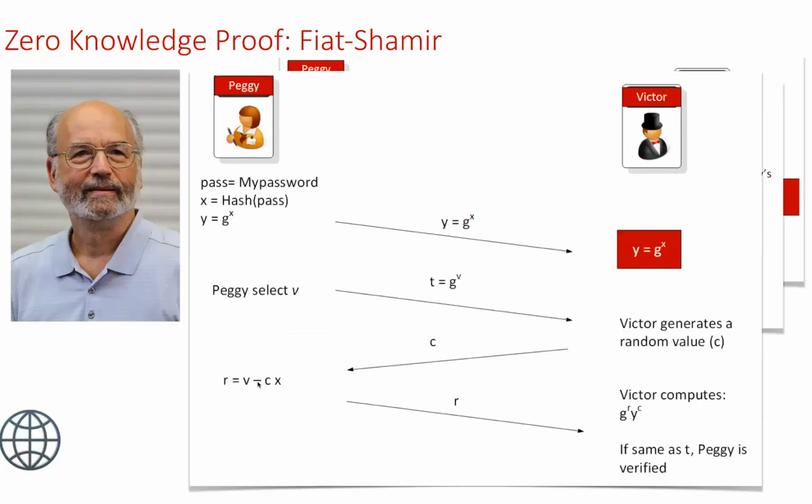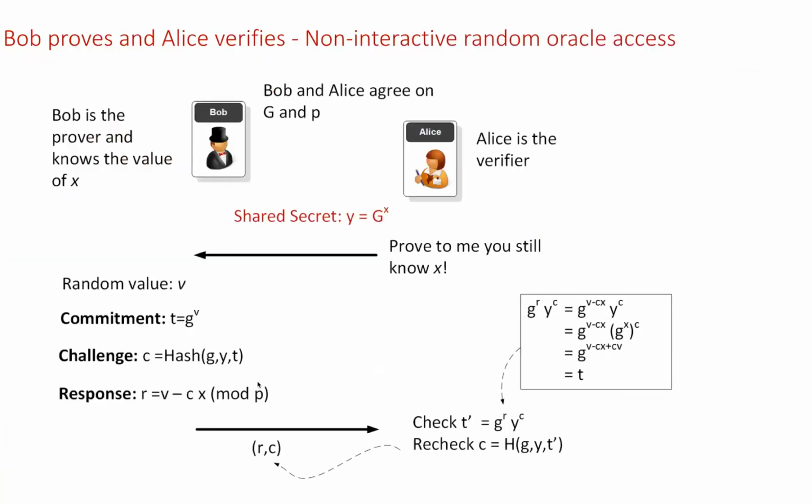So the method that he created is this one here. This is the password that we're trying to hide. We take a hash of it and create a value x. We agree on the value of g and prime number p. We pass that value as the registration. Peggy selects a v value, sends it over. Victor sends a challenge. She does a very simple calculation, sends it back, and then Victor can prove that she still knows her secret.